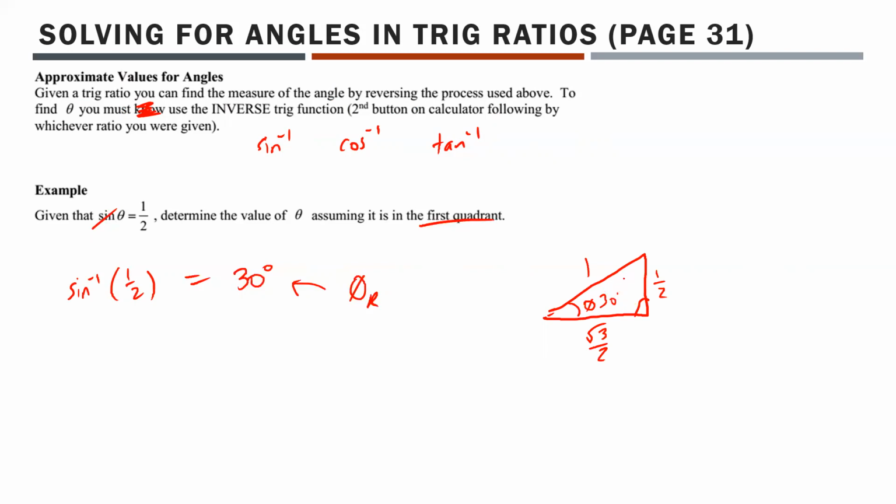But what I'm saying here is inverse trig is an option to find an approximate angle value, right? Now, ideally, you always want to be using special triangles if you can. But if you're given a question that doesn't use special triangles, you have no choice but to use inverse trig.